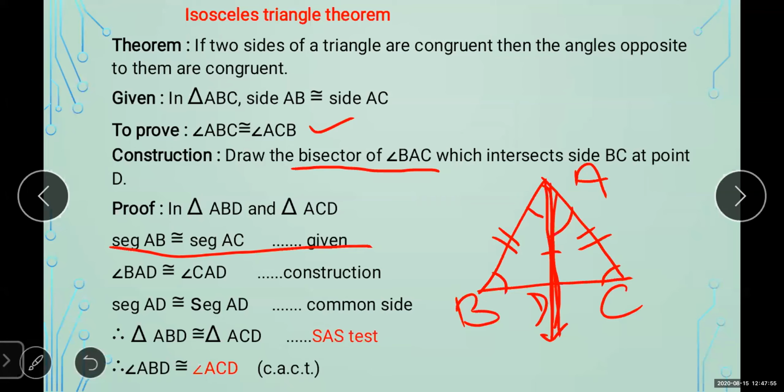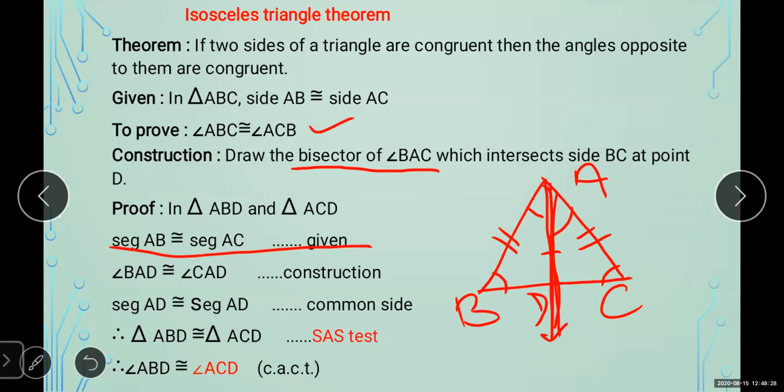Now the converse of this theorem. Actually the converse will not be asked, but still you must know what the converse of the isosceles triangle theorem is. It is exactly opposite to the theorem. The theorem states: if the sides are congruent, then opposite angles are also congruent. So the converse is: if the angles are congruent, then their opposite sides are also congruent. That is the converse.